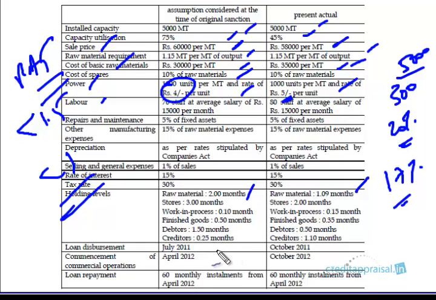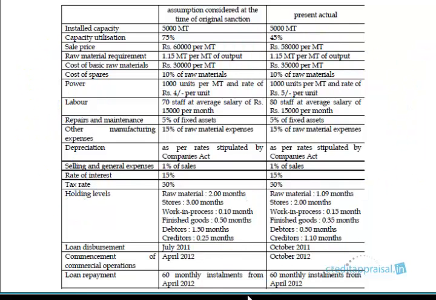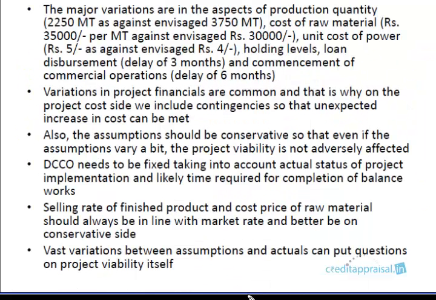We'll see that shortly. Loan disbursement, there was a delay of 3 months. DCCO, there was a delay of 6 months. And loan repayment, anyway, this is going as per the schedule. No reschedulement was requested. So this is the broad overview of the changes in the actual versus assumptions on key parameters. So the major change seems to be on the raw material and power.